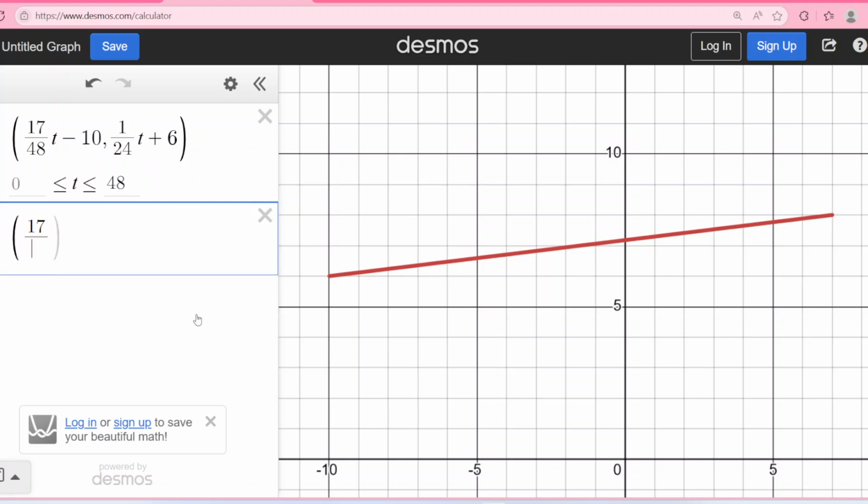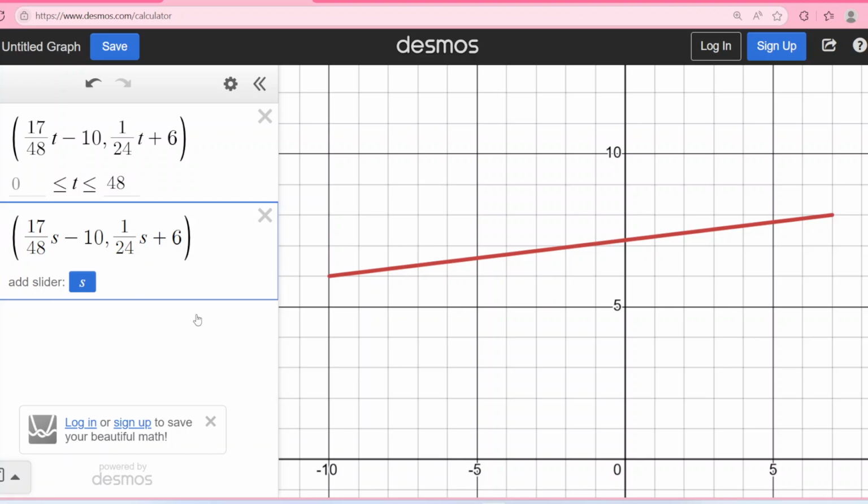So for the x coordinate, the speed was 17/48 centimeters per hour. And then instead of times t, I'll put times s. I like using s to replace t sometimes here. And then minus 10, right? So there was the same x coordinate equation with s replacing t, and then comma, y coordinate, 1/24 times s plus 6.